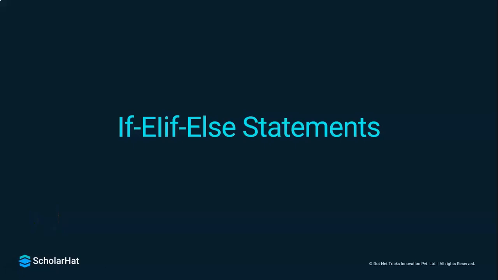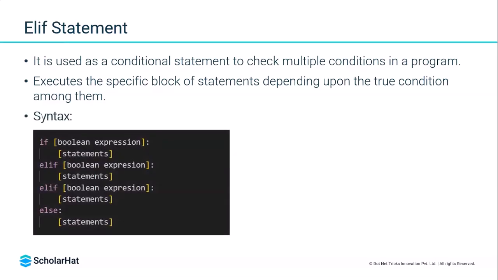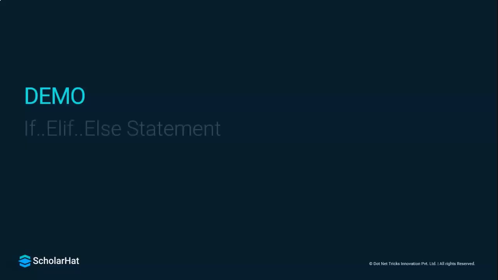Hi there. Today in this session, I will discuss the if-elif statement. The if-elif statement in Python allows you to handle multiple conditions by checking them sequentially. If the first condition is false, it moves to the next elif condition and so on. If none of the if or elif conditions is true, then the else block gets executed. Let me help you out with an example.